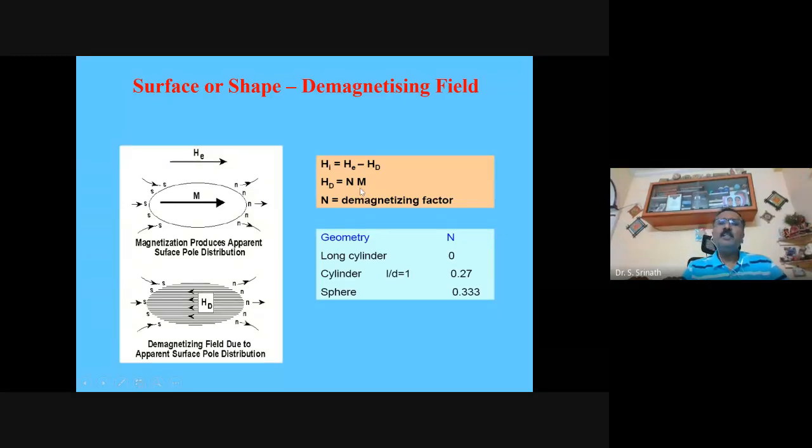Intrinsically, the magnetization is small, so the demagnetizing field is also small. So there is not much of a correction, like Hi is almost equal to the external field. But this is not true when you consider a ferromagnetic sample.